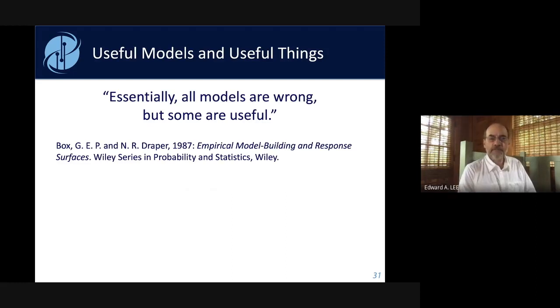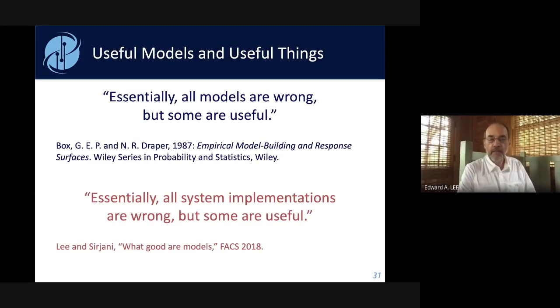So George Box famously said way back in '87, essentially all models are wrong, but some are useful. It took me a long time to realize that this statement is about scientific models, because he's assuming that it's incumbent on the model to match the physical system rather than the other way around. So if you think about the corresponding statement about engineering models, you would say, essentially all system implementations are wrong, but some are useful.